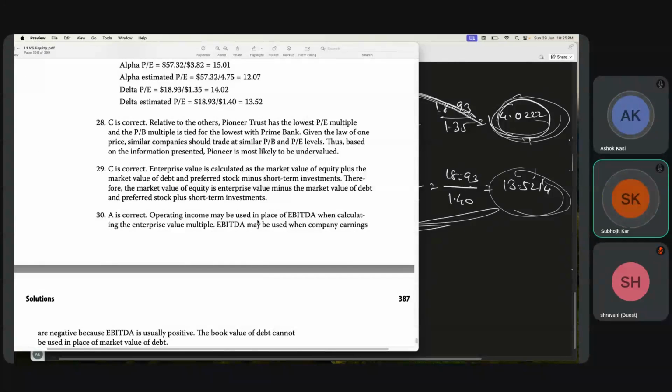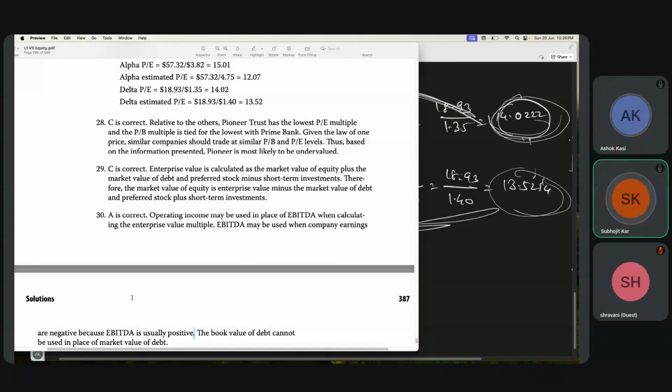Operating income may be used in place of EBITDA when calculating the enterprise value. EBITDA may be used when company earnings are negative because EBITDA is usually positive. What does this mean? That means EBITDA may not be used, and company earnings are negative.